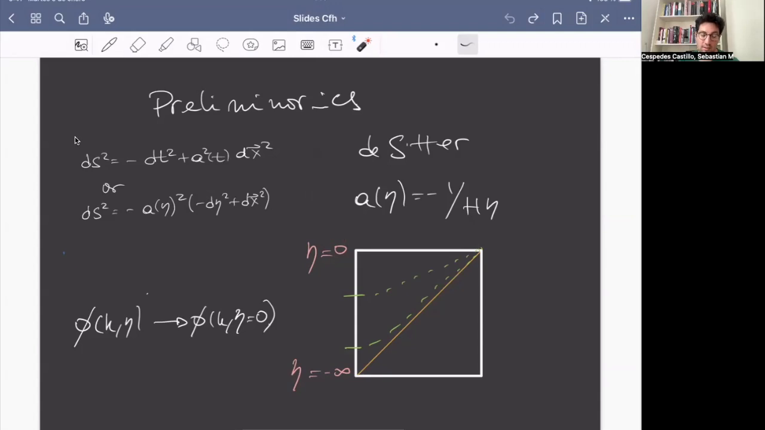We're going to be interested in computing correlation functions of fields that evolve from the past, where they were in their vacuum, towards the future, where we're going to make the observation. That means that we make the field evolve from some point here, and then on a fixed time, very close to the asymptotic future here, we're going to take some time slice where we're going to compute the correlation of the field profile.